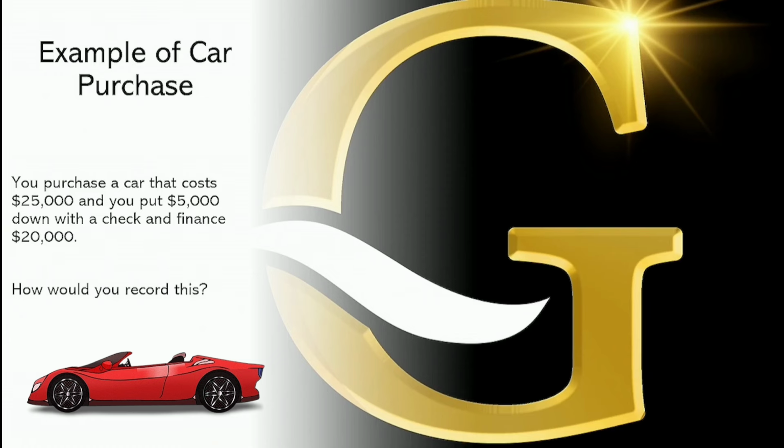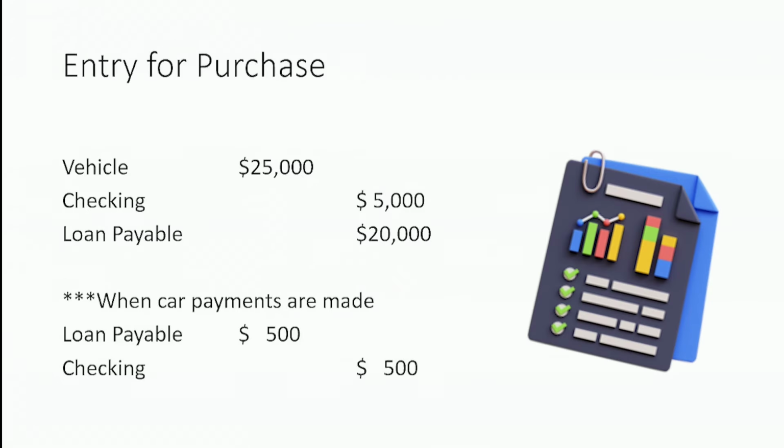Now, this can get a little confusing because the vehicle is considered an asset. And how do we record something like that? Well, what we would do is we would create our vehicle, which is an asset. We would debit that $25,000 for the total price of the vehicle. Now we're going to credit our checking account, which is also an asset, of $5,000 because we decreased our asset $5,000 when we issued the check and paid for the down payment.